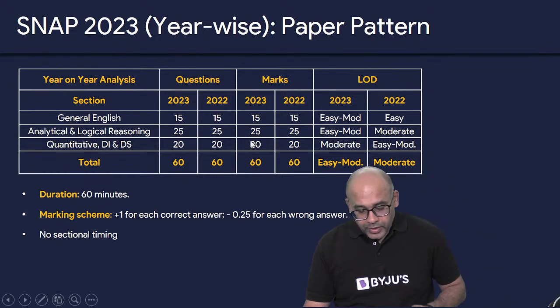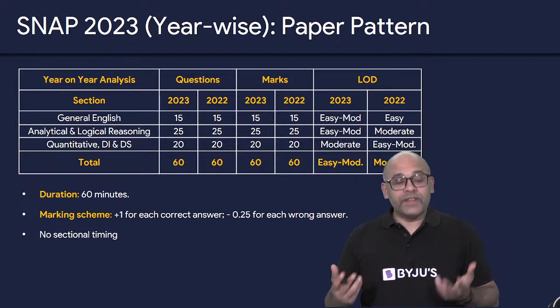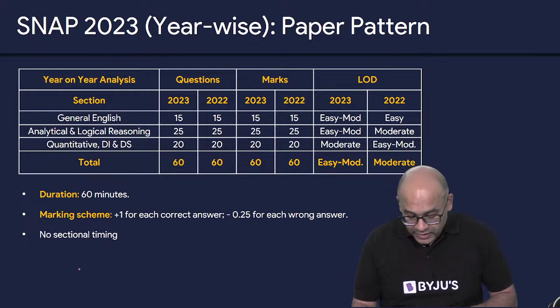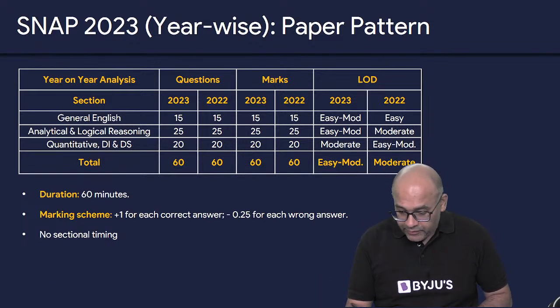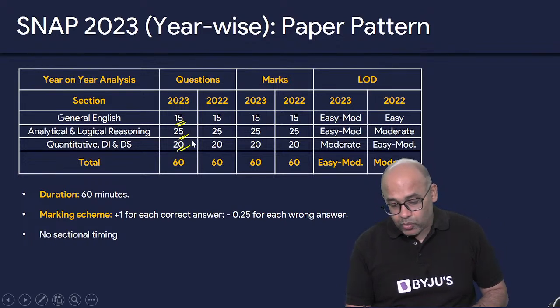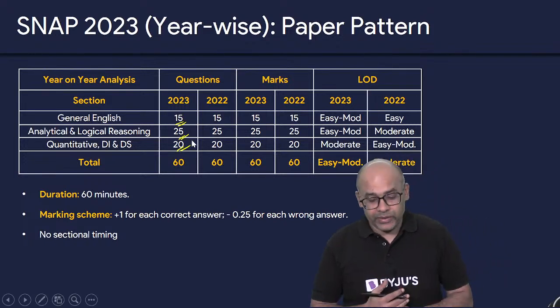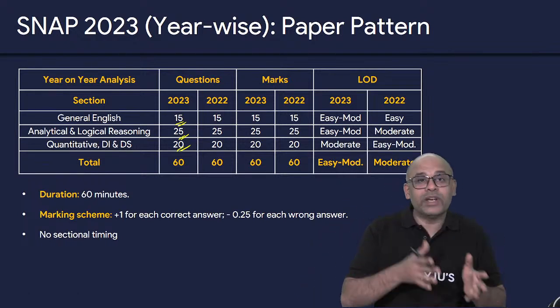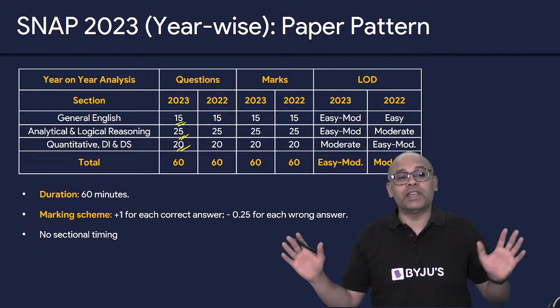Okay, so there is no difference in the pattern. The pattern was more or less the same. We have General English, same 15 questions. Analytical and Logical Reasoning was 25 questions. Quant, DI and DS was again 20 questions. This pattern did not change. It is the same in slot 1, slot 2, and slot 3 today. Nothing has changed.